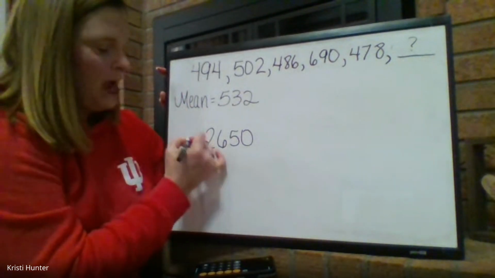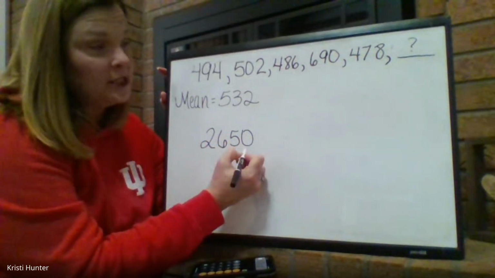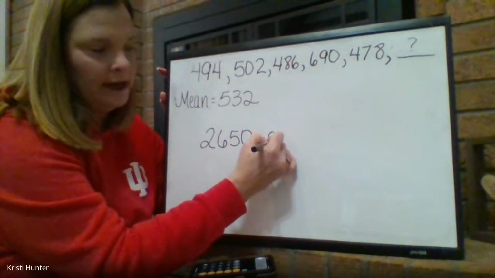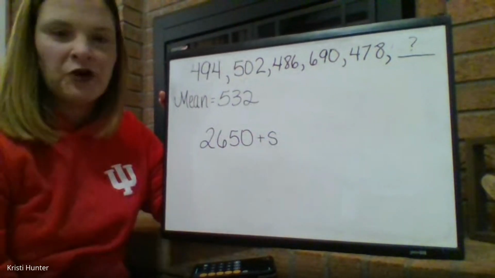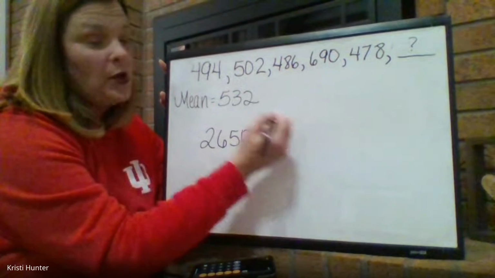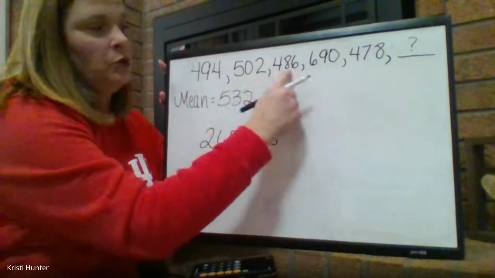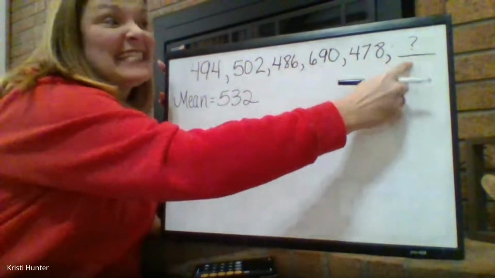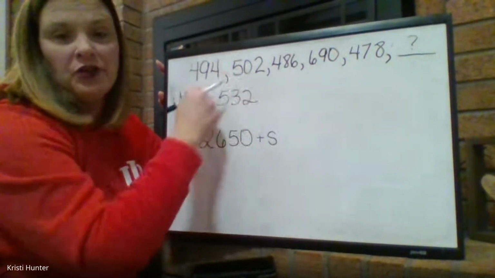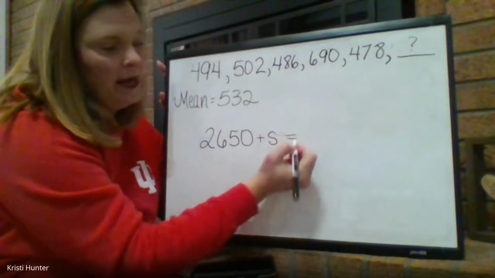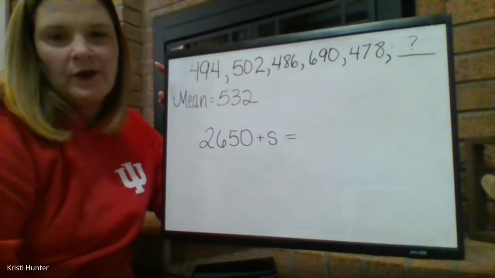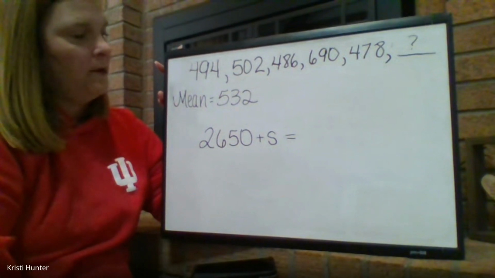So here's what I know. I have 2,650 so far, plus I'm missing a number, and you can plug in any letter, an S, an M, whatever you want to pick, and that's got to equal my total. My total is 6 numbers, and my average is 532. So how do I figure out what my total is going to be? What are you thinking, Amelia? How do I figure out what my total is going to be?